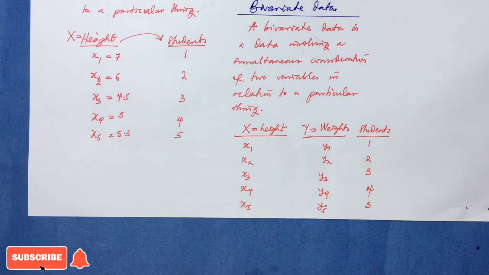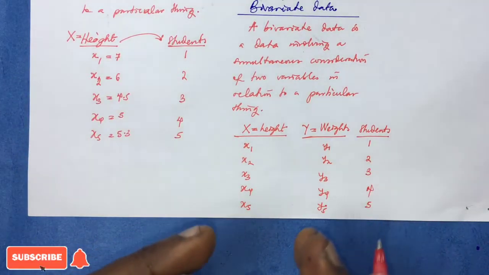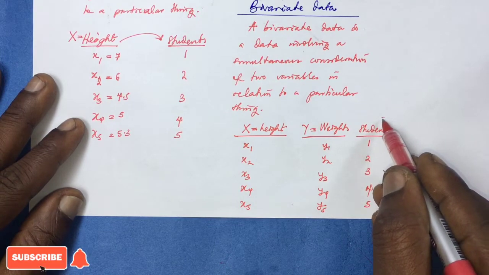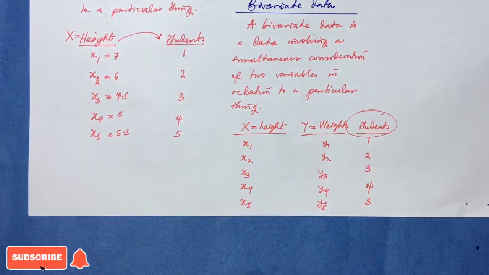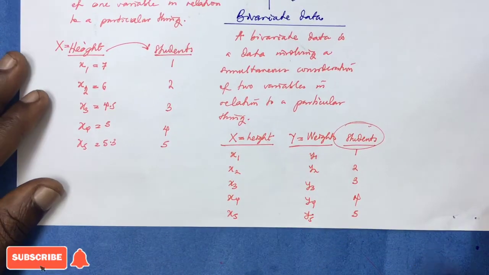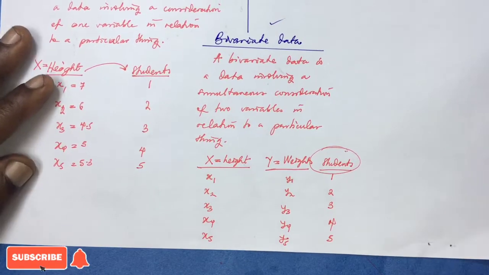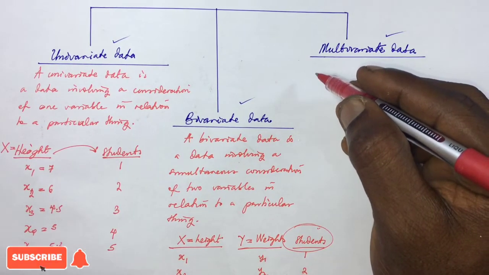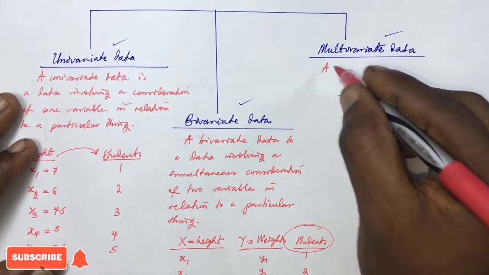So a bivariate data is a data involving the simultaneous consideration of 2 variables in relation to a particular thing. In this case, the particular thing we are referring these 2 variables to is students. There are other examples you can look at aside from the ones I'm giving as an illustration. Now, what if the number of variables we are considering in relation to a particular thing is more than 2? That will give us what we call a multivariate case.